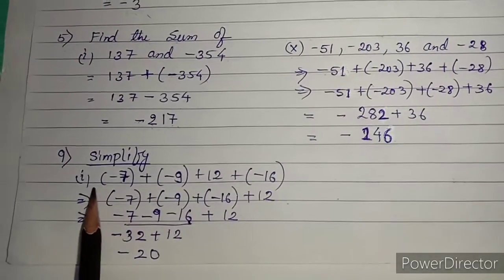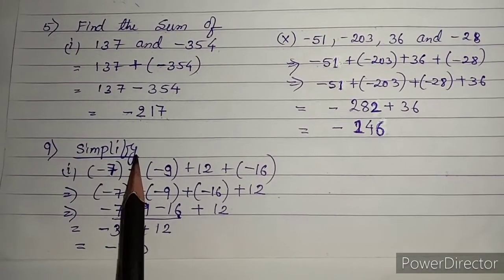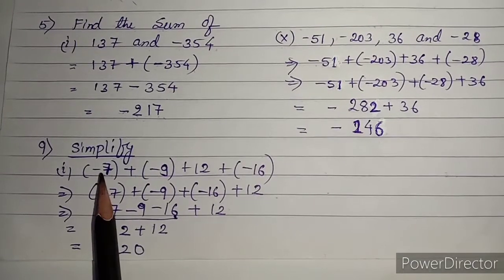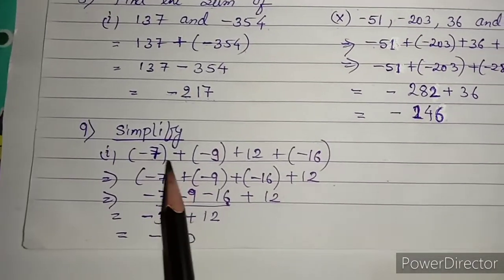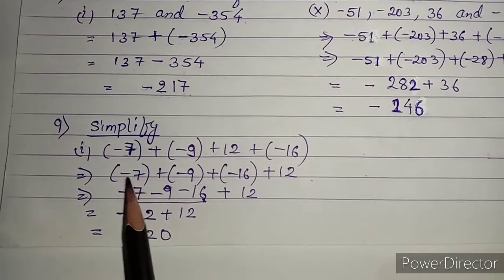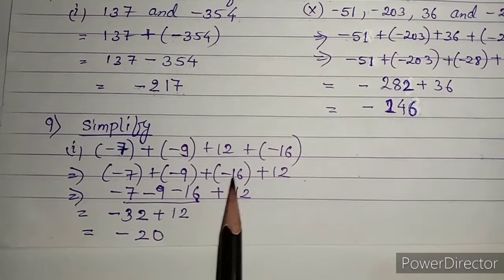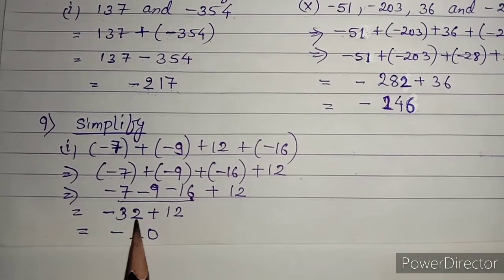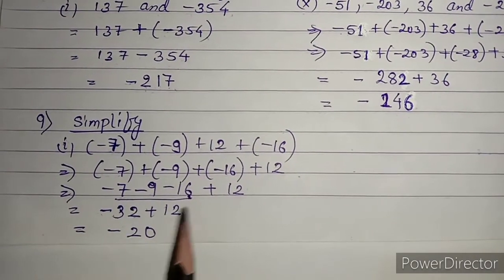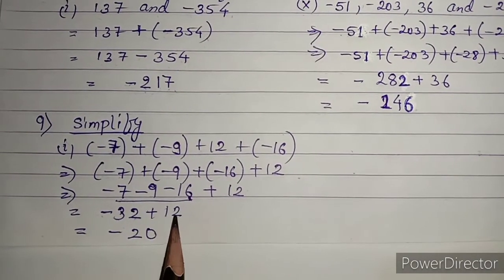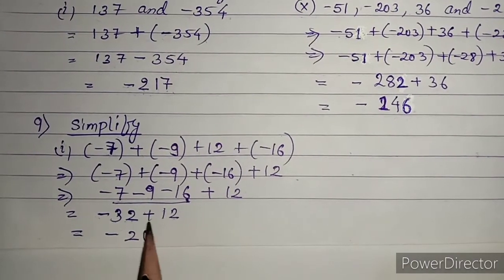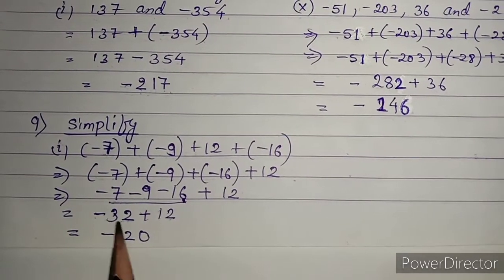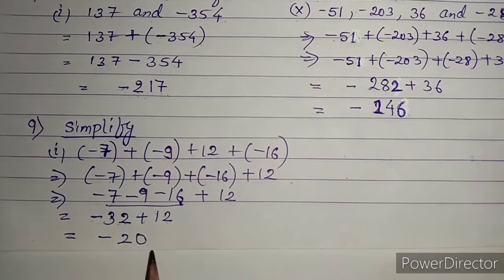Next question is question number 9. You have to simplify minus 7 plus minus 9 plus 12 plus minus 16. Now again here three integers are having negative sign. So keep these integers together: minus 7, minus 9 and minus 16. Add these three together, and the sum is 32, but having the common sign as minus, so minus 32. And then one positive integer is plus 12. When one is negative, one is positive, you have to subtract. After finding the difference, you will get 20 and give the sign of the greater one, that is negative sign. So minus 20 is the answer.